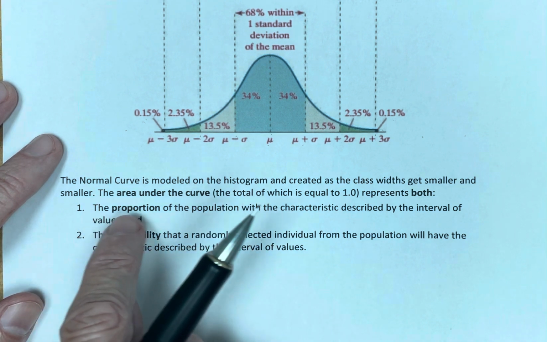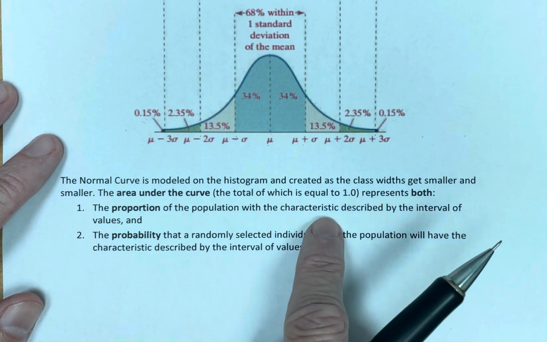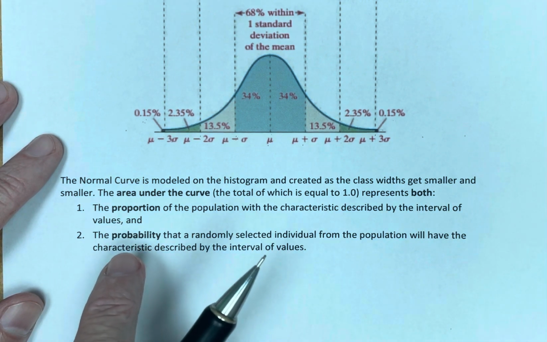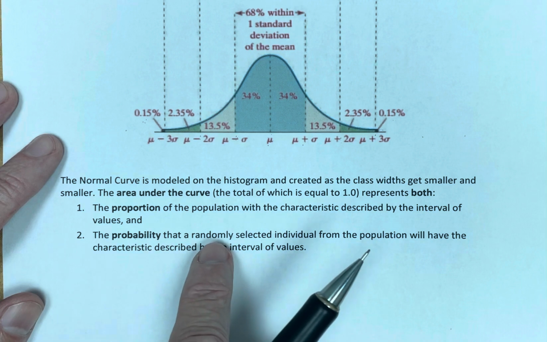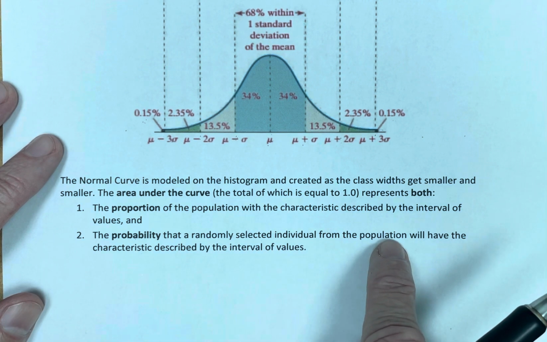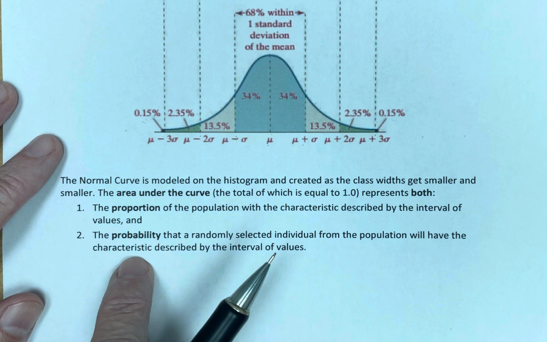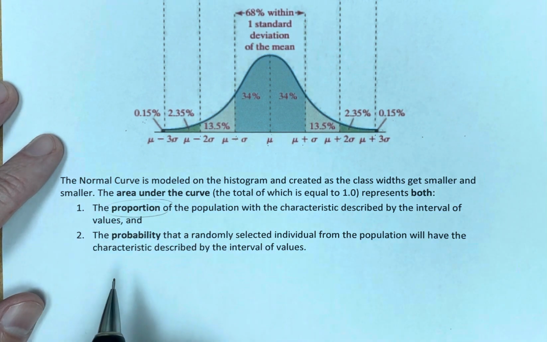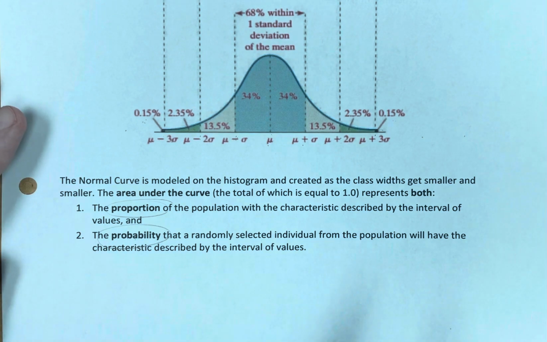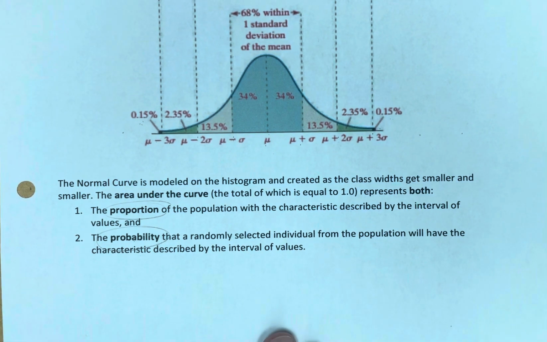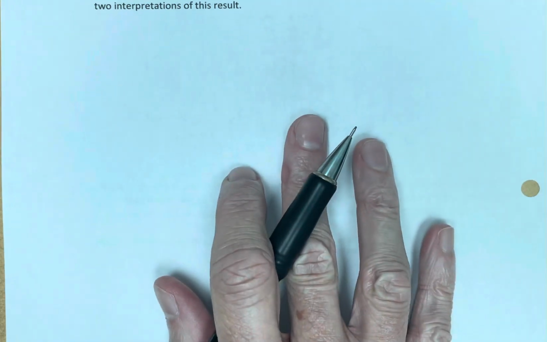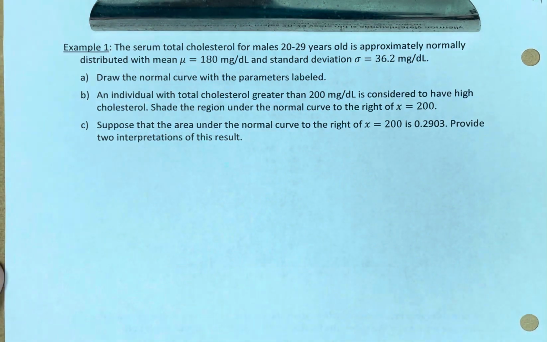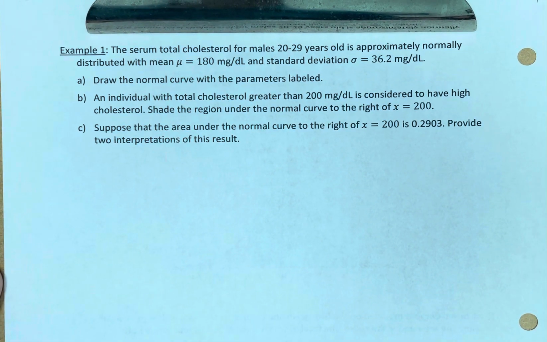It represents the proportion of the population with the characteristic described by the interval of values, and it represents the probability that a randomly selected individual from the population will have the characteristic described by the interval of values. Represents the proportion, represents the probability. Let's take a look at an example where we can put that to use, and you can see how that looks with some real data, some wording around it.